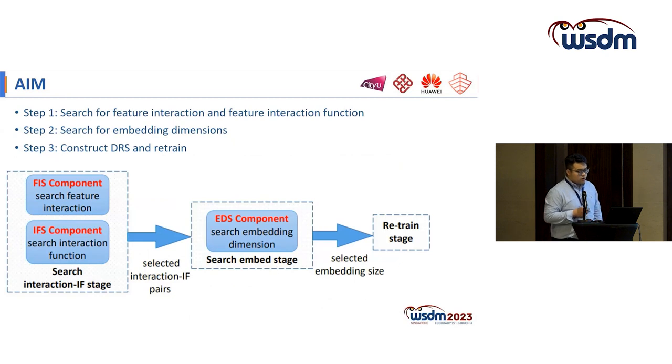Overall, AIM is conducted in three steps. It first finds the optimal feature interactions and the interaction functions to fix the model architecture. And with the searched architecture, AIM further obtains the optimal embedding dimension and finally constructs and retrains the recommendation model, like this process.